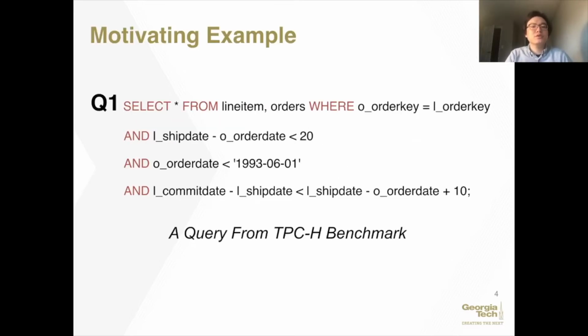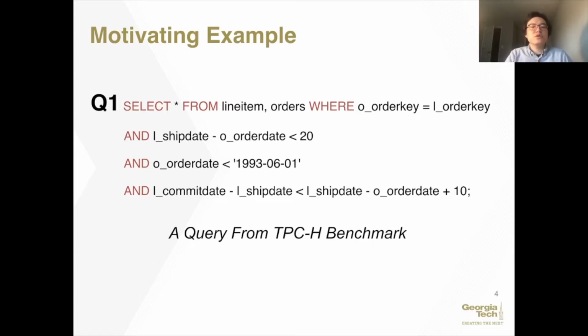Here is a query from the TPCH benchmark. It joins two tables, the lineitem table and the orders table, on their join key, order key. I want the audience to notice that any column name starting with O is from the orders table. Any column name starting with L is from the lineitem table.